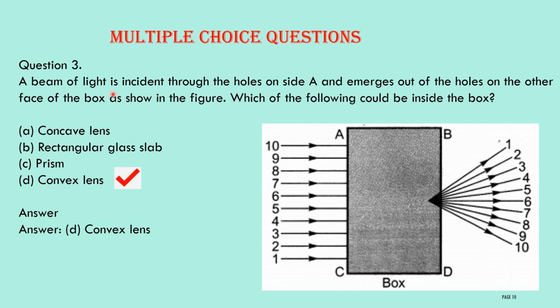Question number 3. A beam of light is incident through the hole on side A and emerges out of the holes on the other face of the box, as shown in the figure. Which of the following could be inside the box? Option A, concave lens; option B, rectangular glass slab; option C, prism; option D, convex lens. The correct answer for this question is convex lens.